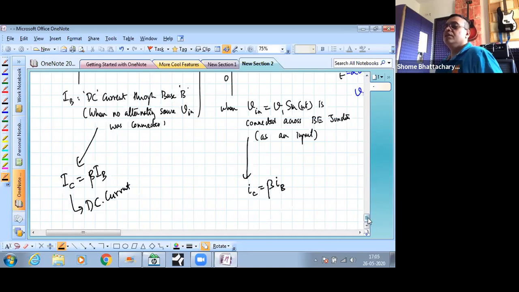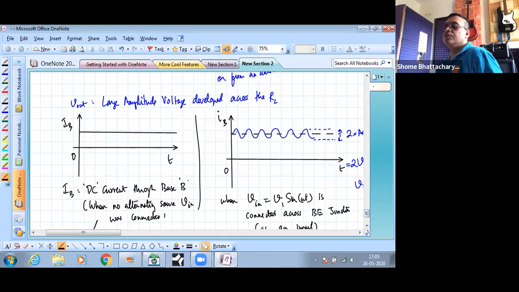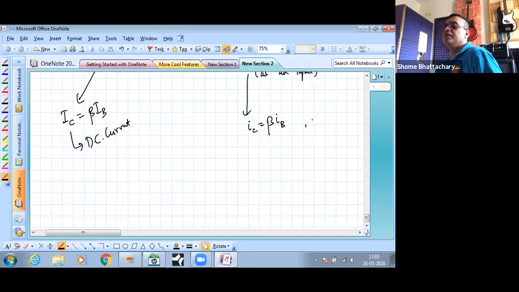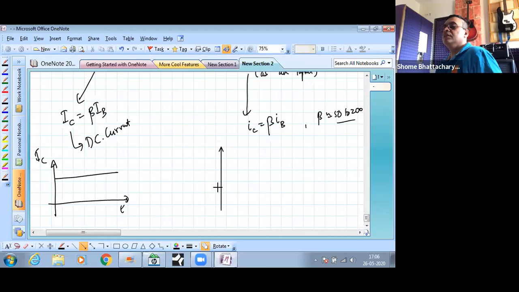So instead of the current remaining a constant flat line value, the input current is fluctuating with a comparatively small amplitude. But what will happen, because the output current, which is the current going through the collector, is beta times the base current, and beta is 50 to 200. So the amplitude also increases. So my collector current versus time, in the case of the DC thing, was looking like this. Okay, but this is the relation. But in the case of the AC now, with the input voltage connected, it's making the input current vary a little bit. So likewise, the current through the collector will also vary, but by a comparatively larger amplitude.